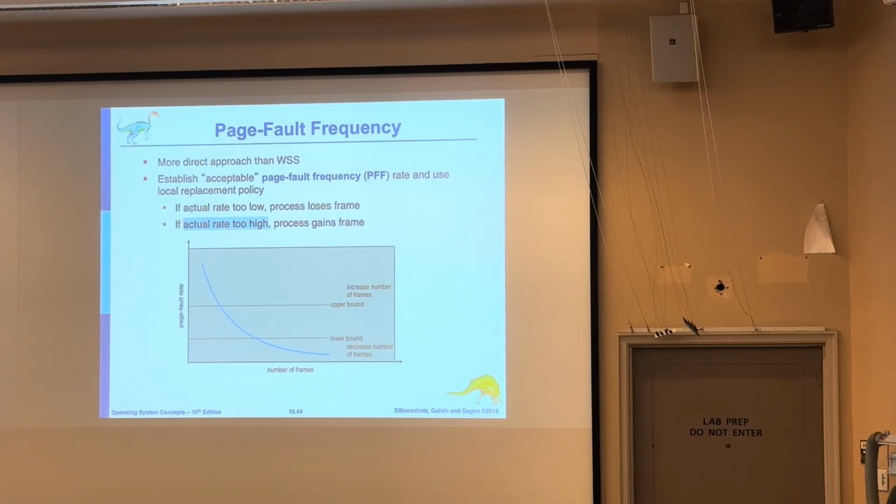If your process has very low page fault rates, it's not requesting more memory very often, then it can lose its frames. The OS can reclaim its frames and allocate them to other processes. Very often people use this. It's a simpler strategy than working set.